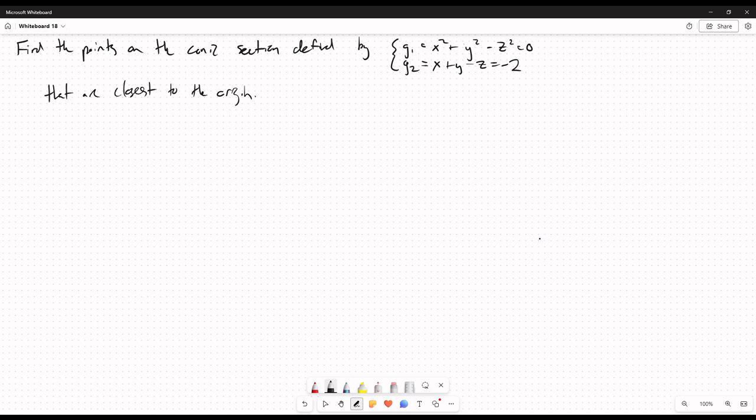In this video, we're going to look at the problem of finding the points on the conic section defined by the intersection of these two curves or two surfaces, and find the points on that conic section that are closest to the origin. Now, ideally, you might have seen this problem in class, or maybe we haven't got to it, or maybe we just didn't have time to get to it. We will talk about at least setting the problem up.